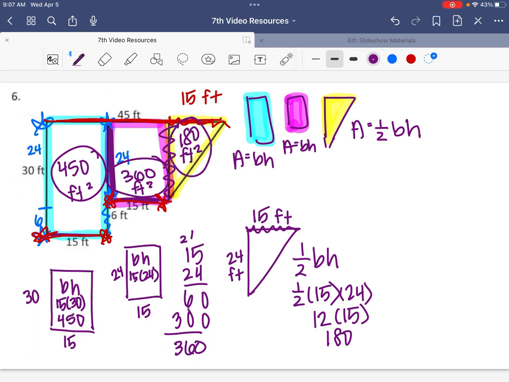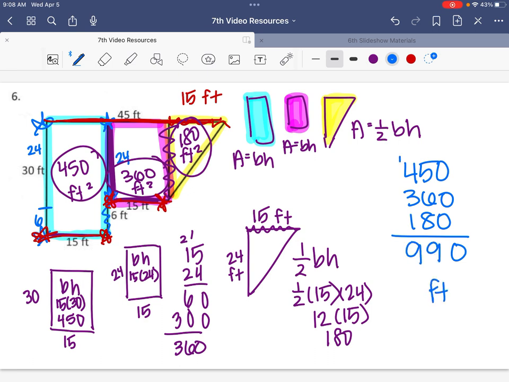Now that we have all the pieces, we have the area of the blue rectangle, the area of the pink one, and the area of the triangle. To find the area of the composite shape, the whole thing, we find the sum or the difference depending on the problem scenario. But here, because we're just trying to find the total, we'll sum them all up. So we get 990 feet squared as the entire area of this composite shape.